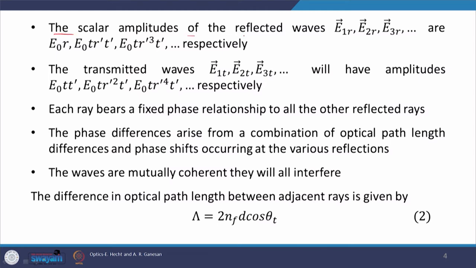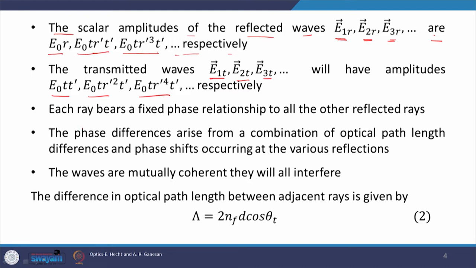The scalar amplitudes of the reflected waves, which are designated as E1r, E2r, E3r, have respective magnitudes E0r, then E0tr't', then E0tr'^3t', and so on and so forth. Similarly, on the transmitted part, if the transmitted beams are E1t, E2t, E3t, then their respective magnitudes would be given by these three terms, respectively.